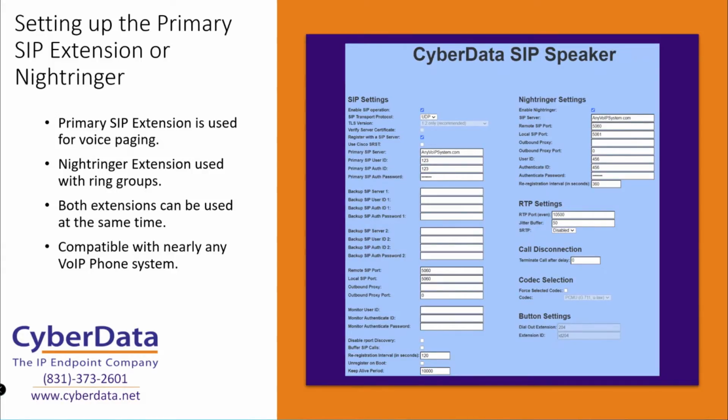Again, I've got anyvoipsystem.com as our SIP server, and that's where we'll actually be sending our registration to. And the same process goes for the user ID and the authentication ID. It really depends on the platform. Sometimes it can be just the extension number repeated, or sometimes it's different. Both of these extensions can be used simultaneously, so you can still use the regular primary extension for your voice paging and the Nightringer extension at the same time.